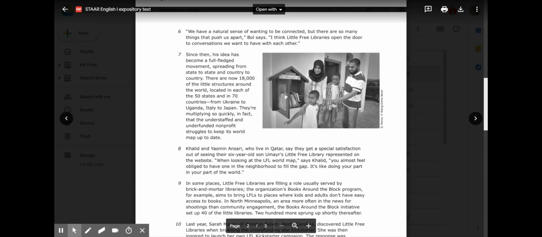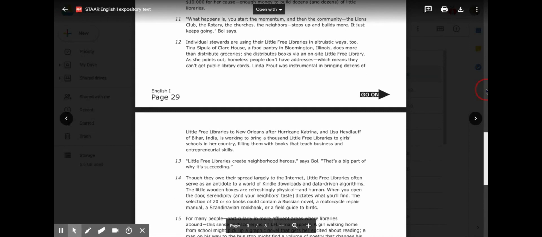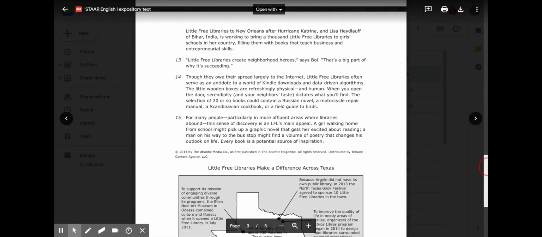This quote supports the idea that little free libraries have appeal. Appeal means like the good things, what makes an item of interest attractive to a group of people. As you continue down, one thing to focus on in particular with nonfiction is how the main idea is reinforced near the end of the article.